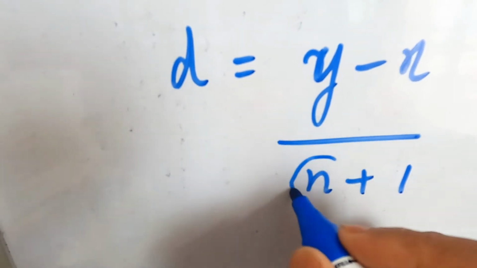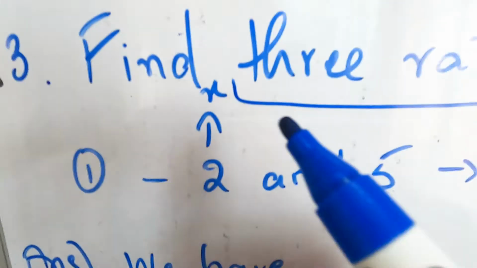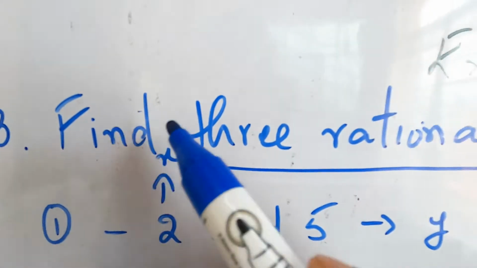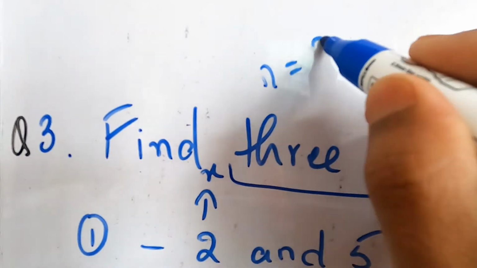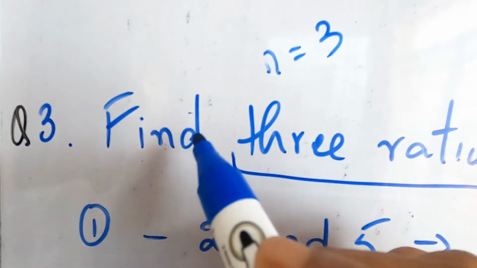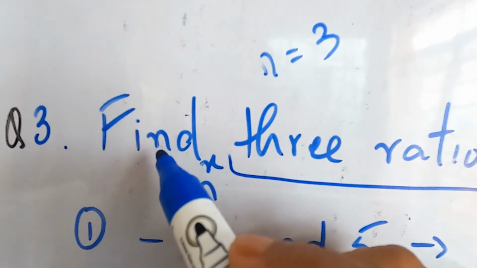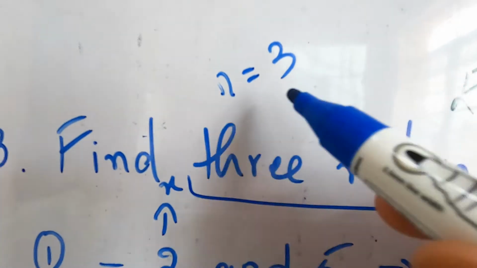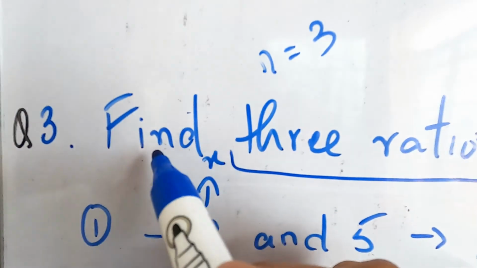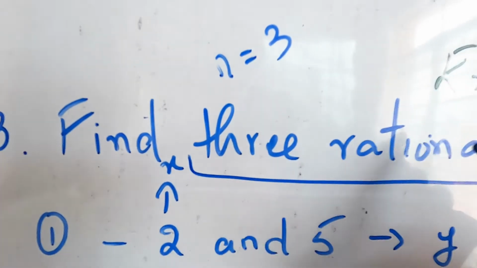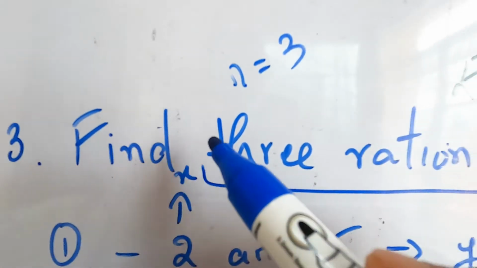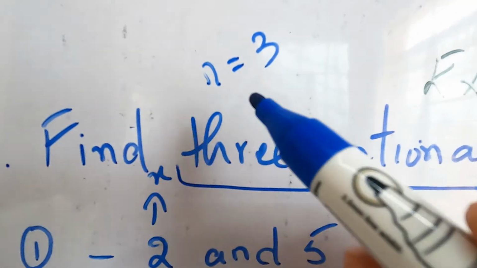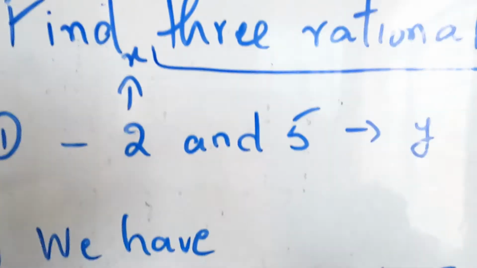So how do we find n? All right, so now in the question it says find 3 rational numbers. So in this case n will be how much? 3. If the question asks us to find 4 rational numbers, so n will be 4. So if the question is find 5 rational numbers, n will be 5. So in this case the question is asking us to find 3 rational numbers, so therefore n will be 3. All right, so I hope it is clear.